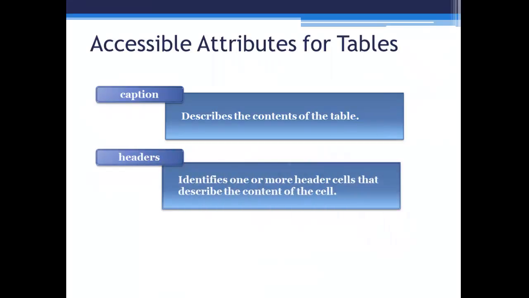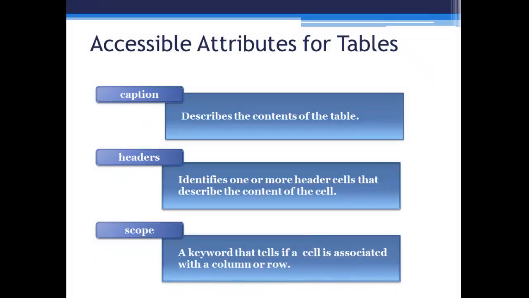It's the headers attribute. It is applied to the TD or the TH element and is used to identify one or more header cell that the cell is associated with. The last one is the scope attribute. The scope attribute is applied to the TD or TH element and is used to indicate whether a cell is associated with a column, a row, or a group of merged cells in a column.